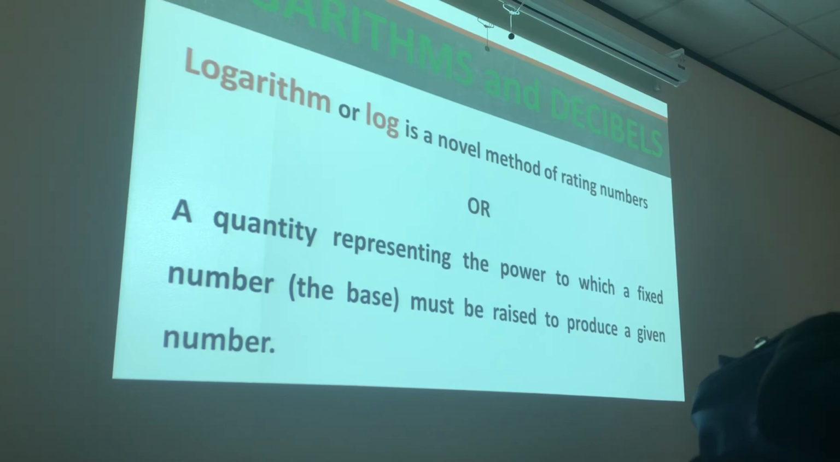So logarithm, actually guys, I'm supposed to delete this. It's not supposed to be decibel. I made a completely different slide for that. I've got to delete that. So if you got it right there.